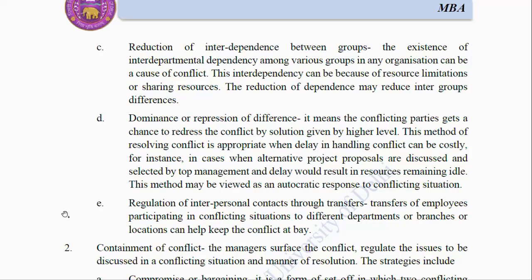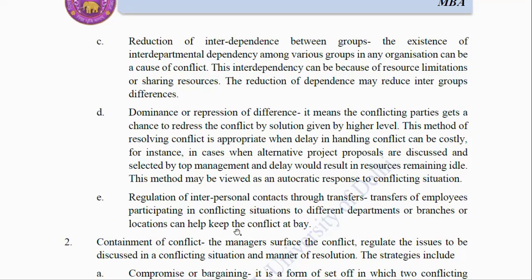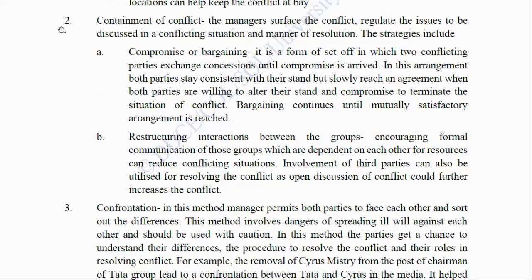Point E. Regulation of interpersonal contacts through transfers. Transfers of employees participating in conflicting situations to different departments or branches could also be helpful in reducing the conflict. Point 2. Containment of conflict. The managers surface the conflict, regulate the issue to be discussed in the conflicting situation, and the manner of resolution.